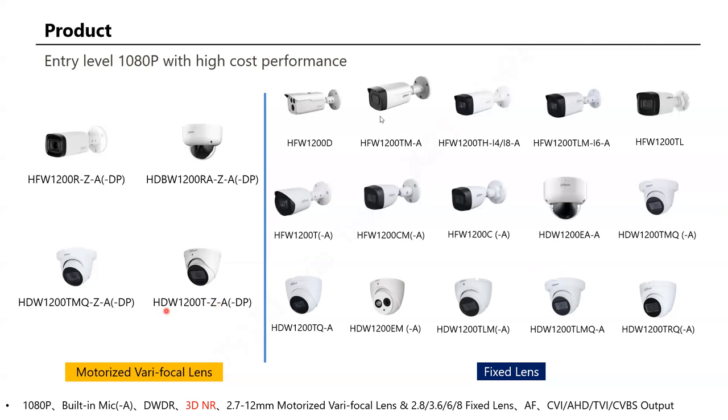When it comes to the fixed lenses, we have these kinds of products here with lenses that cannot be altered at any point. We have bullets, a dome and an eyeball. We have multiple eyeballs at the bottom here. From this set here, all of these support audio with an inbuilt mic. Now this 1200TH I4 or IH has a 40 meter IR range and an 80 meter IR range. This is at 60 meters IR.